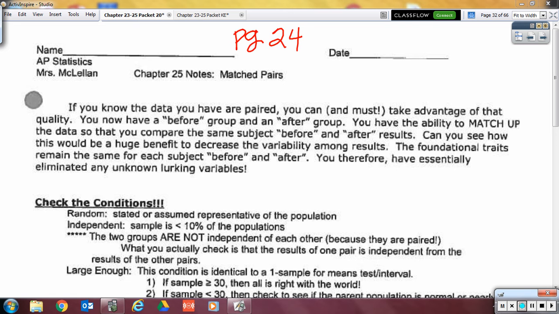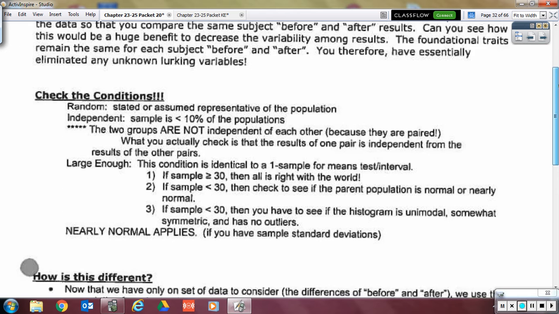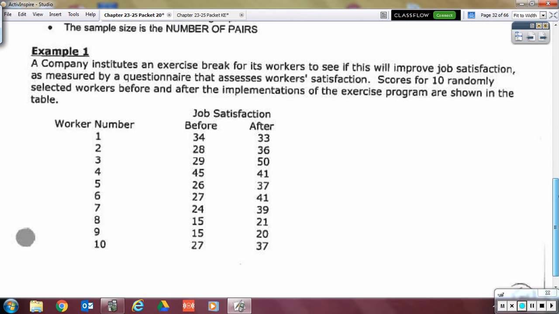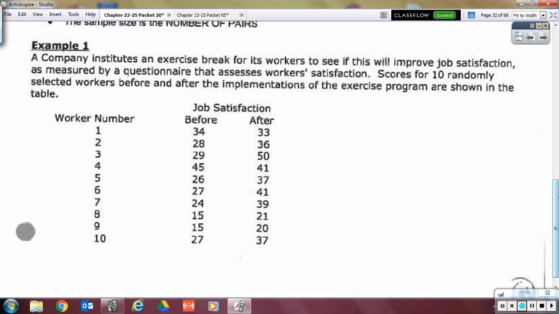Okay, so it is on page 24. Yeah, they're not. So let's actually take a look. I want to start by looking at the example down here. It will help make sense to you if we look at it with an example. So let's look at example 1 down there at the bottom of page 24.